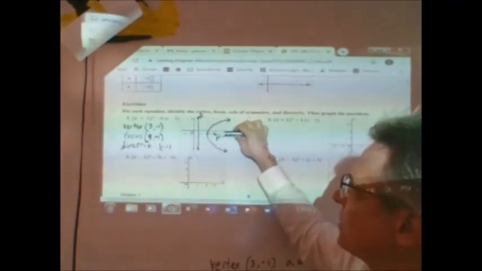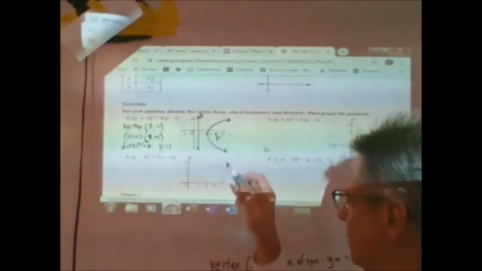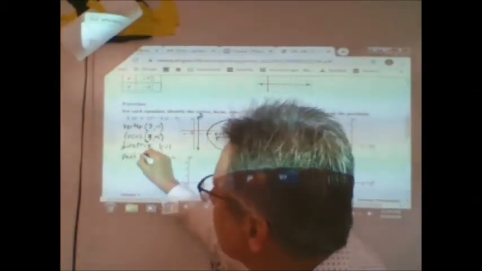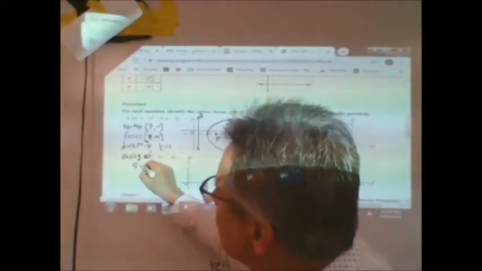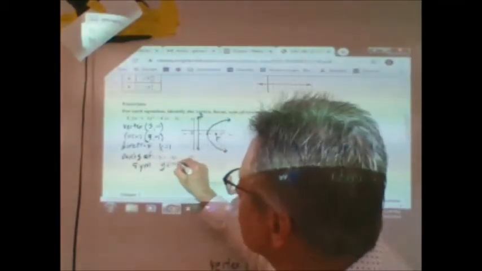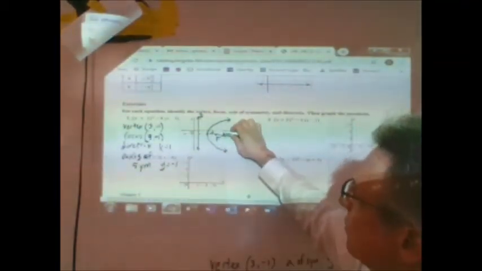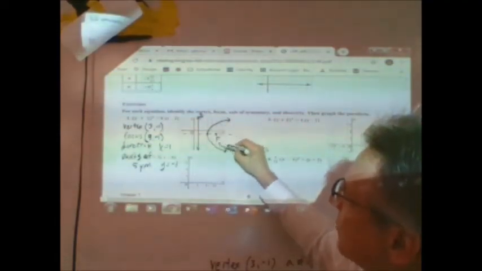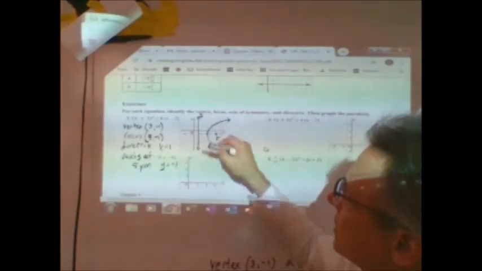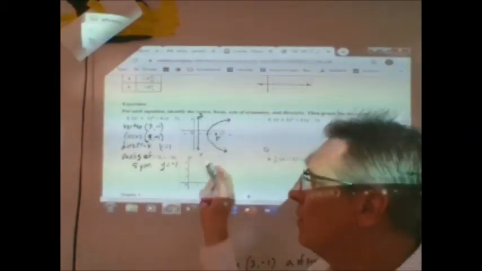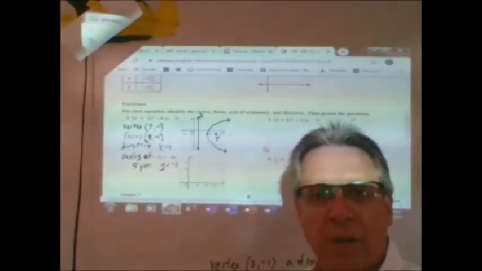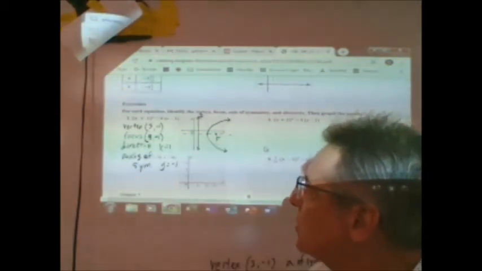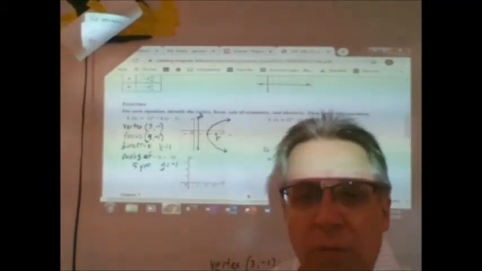Notice how the graph is symmetric about the axis of symmetry, which is y equals -1. I didn't write that up here. Axis of symmetry, y equals -1. So it's symmetric about that line. Each one of these points on this curve is equidistant from the focus and the directrix. And we don't have to worry too much about graphing all those individual points. If you just sketch a parabola like that, that will be fine.